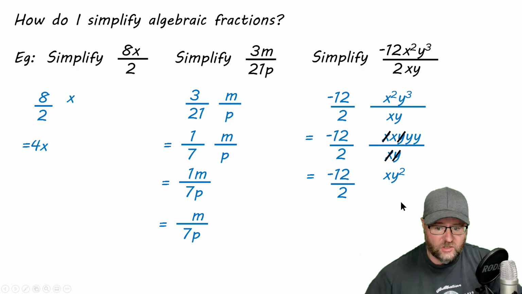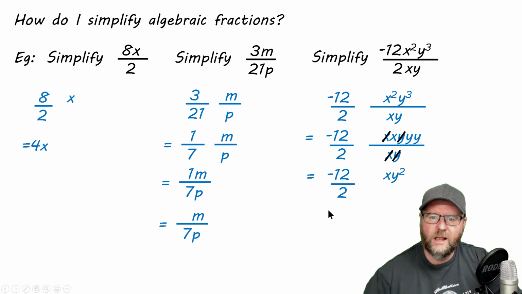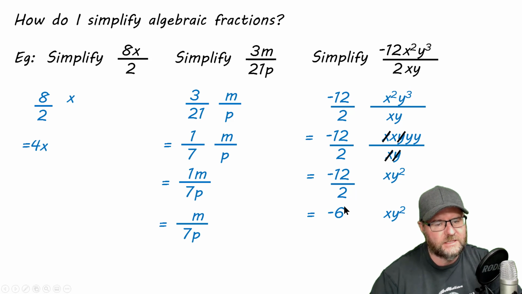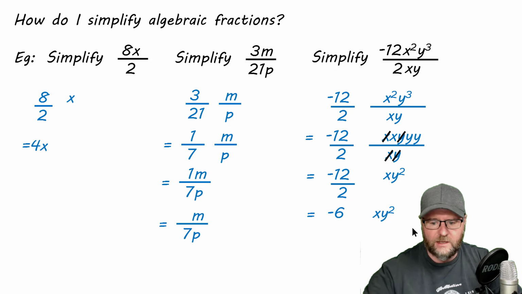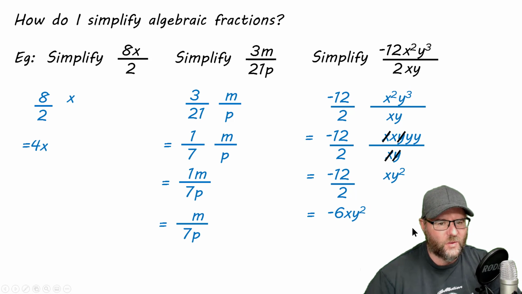And now we're going to deal with the numbers, right? Now that I've tidied up all of this part, minus 12 divided by 2, well, 12 divided by 2 is 6, but I've got a negative divided by a positive, so that will give me an answer of negative 6, and just smudge them back together. The answer is minus 6xy squared.